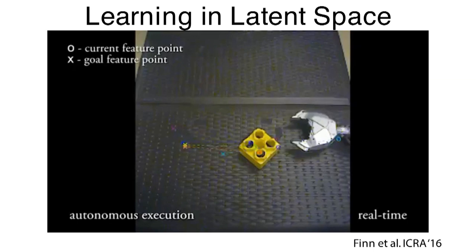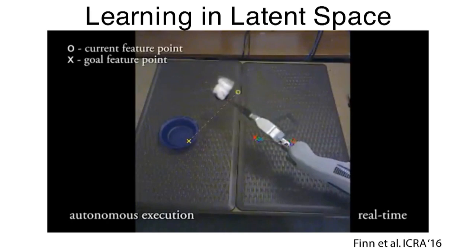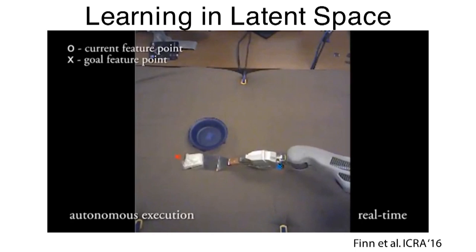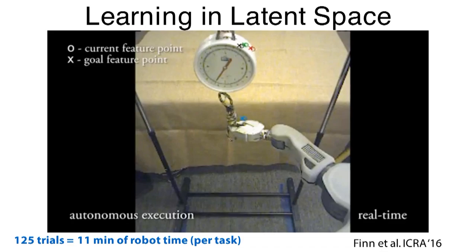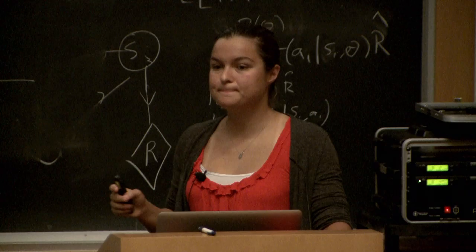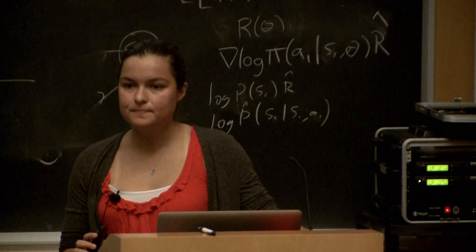And then here are the results of the spatial autoencoder paper. The robot was able to learn how to do things like pushing a block to a goal, transferring an object to a bowl, using a spatula to pick up an object and put it into a bowl, and also putting a hook onto a loop, or putting a rope onto a hook. In these experiments, they required about 125 trials on the real robot, corresponding to about 11 minutes of robot time. I don't have time to talk about that now, but I'd be happy to talk about that later.